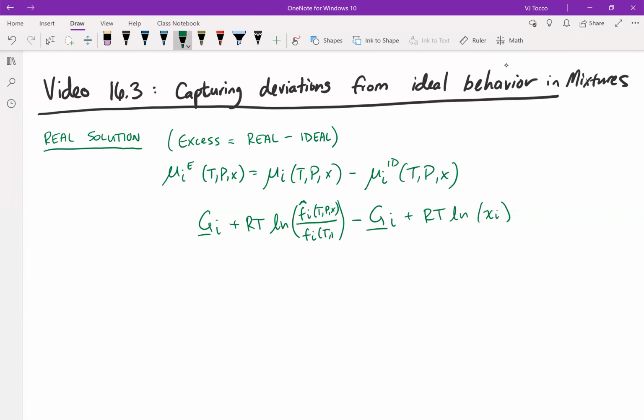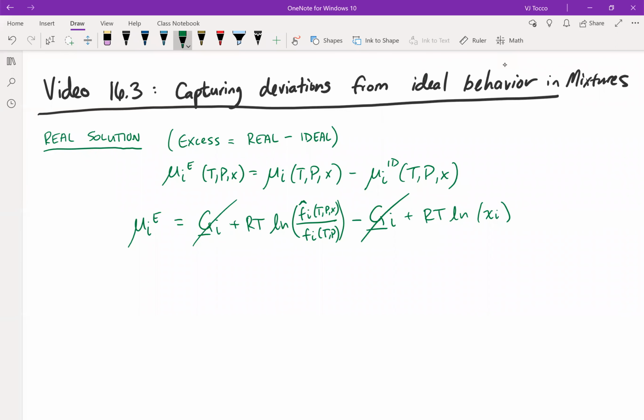over the pure component fugacity f_i of T and P. All right, and we're going to say that is equal to the excess chemical potential. So for the ideal solution, the molar Gibbs free energies cancel out. So those are gone, and what we're left with is just the RT ln terms. And actually, this has got to be a parenthesis such that that's a minus as well.